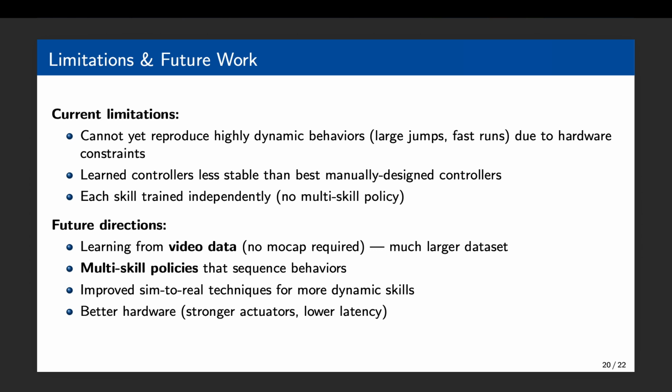Third, each skill is trained as a completely separate policy. There is no multi-skill policy that can switch between behaviors. The most exciting future direction in my view is learning from videos. If you can extract motion priors from YouTube videos of animals, you suddenly have access to an enormous amount of behavioral data without any need for mocap equipment.